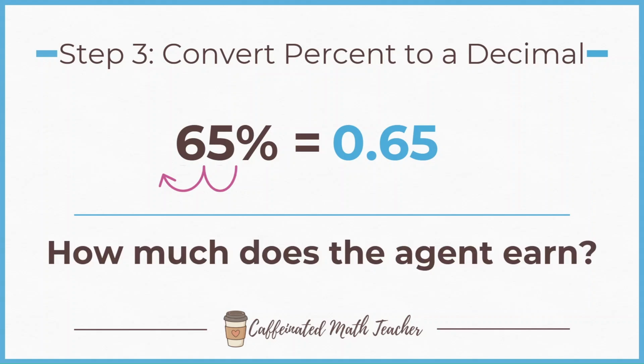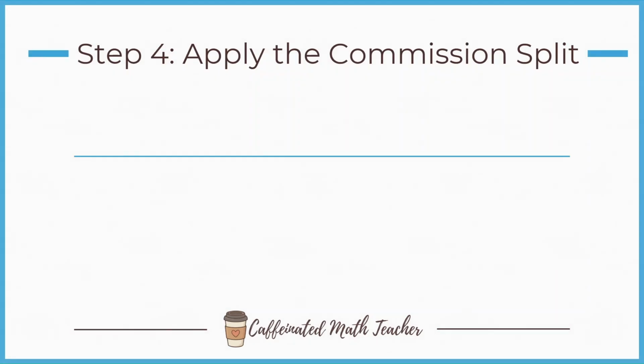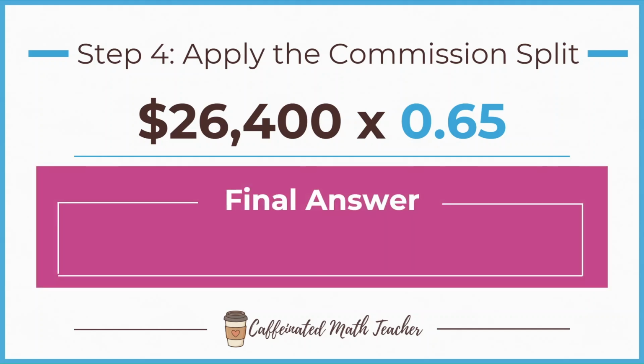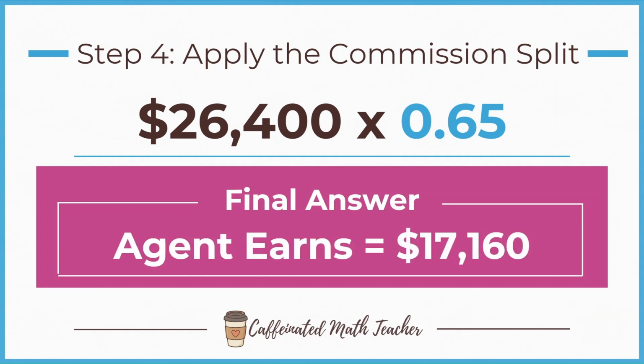Now we can do that final step in order to figure out how much the agent earns. So we're going to apply the commission split. We're going to take the total commission, which was $26,400, and we're going to multiply it by 0.65, again, the rate as a decimal. So our final answer, the agent earns $17,160.